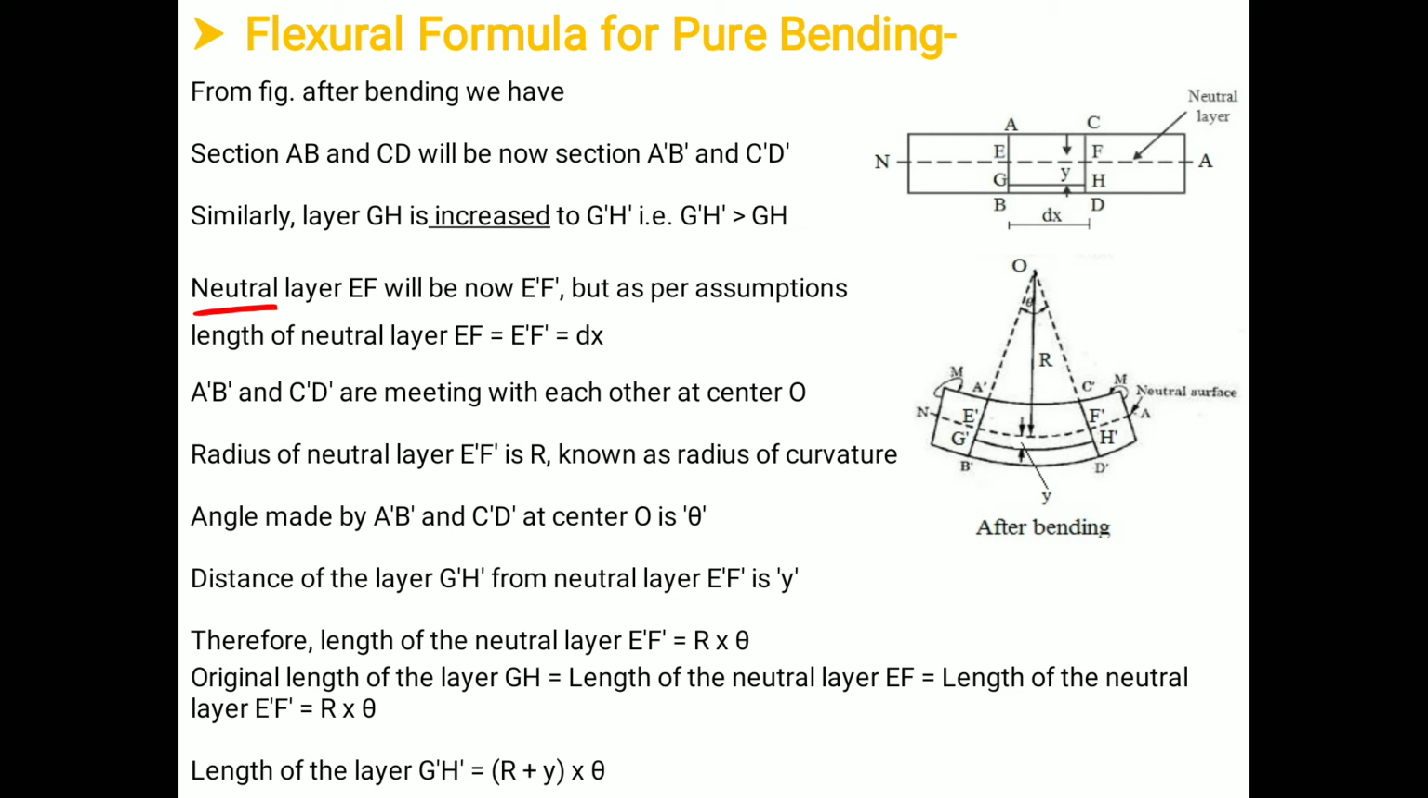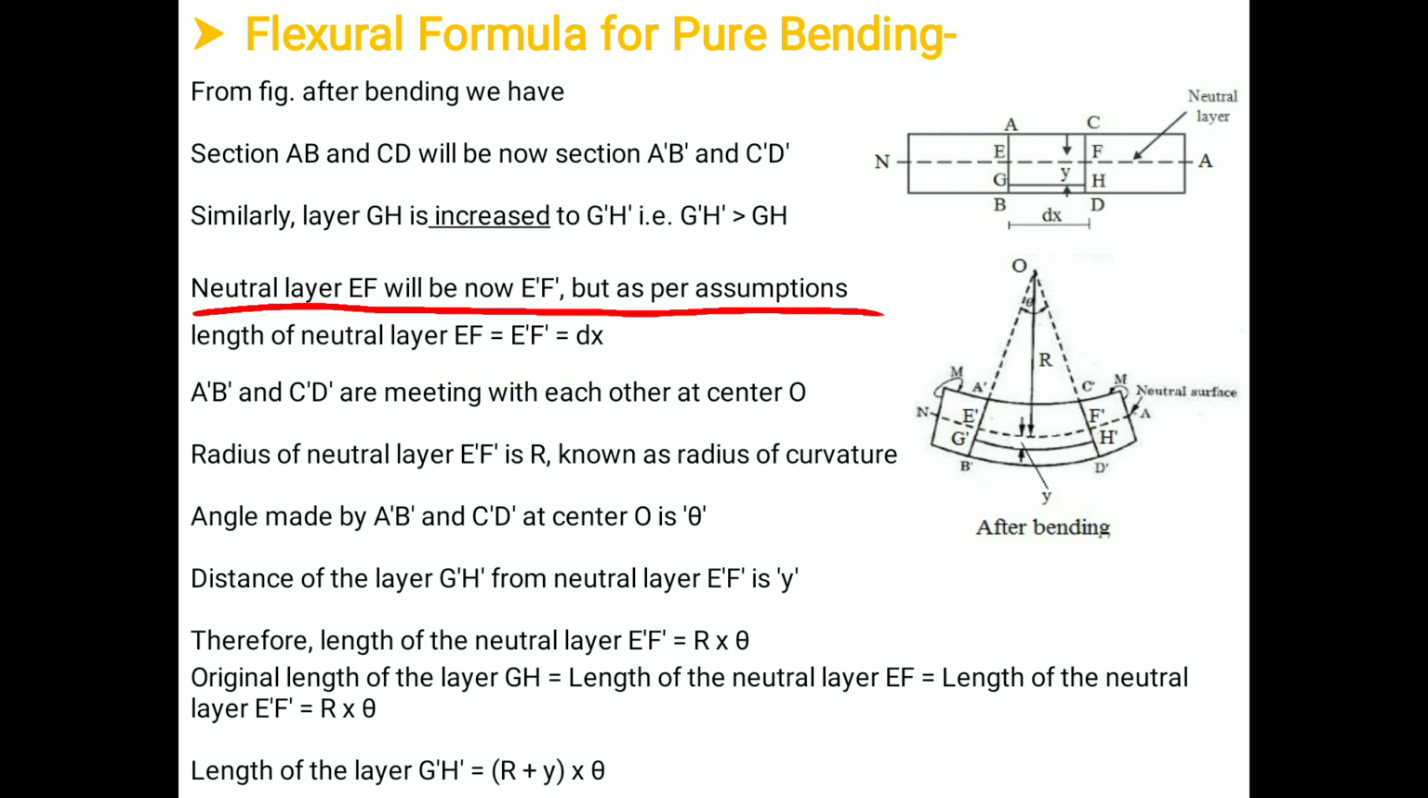The neutral layer EF will now become E'F'. You can see from the figure, the neutral layer EF will become E'F', but as it is the neutral layer, there will be no change in its length. The name itself indicates what a neutral layer is. Neutral means there will be no increment or decrement in its length. It will remain as it is, just as the original. Therefore, EF is equal to E'F', which is equal to dx. So it will remain as it was just before bending.